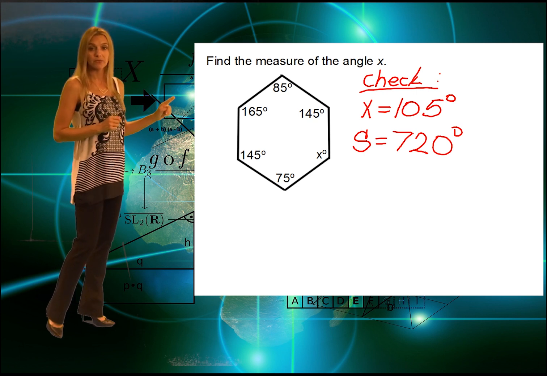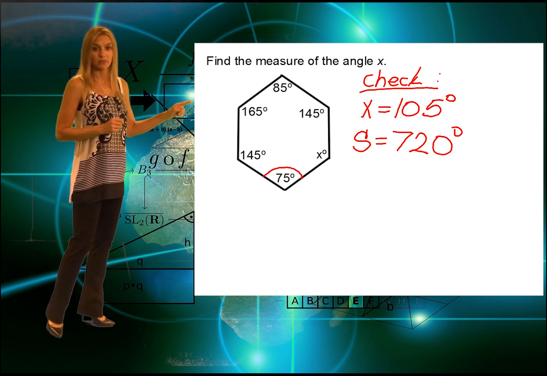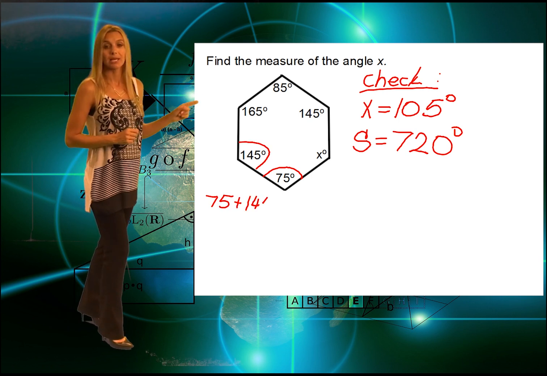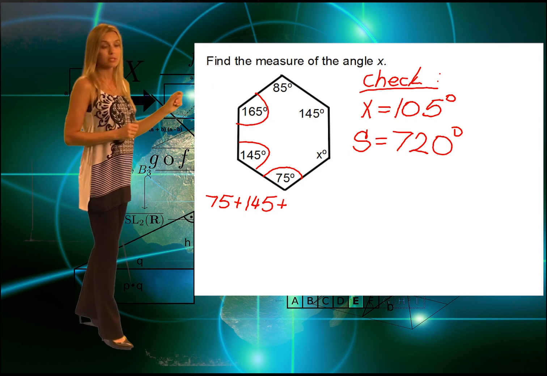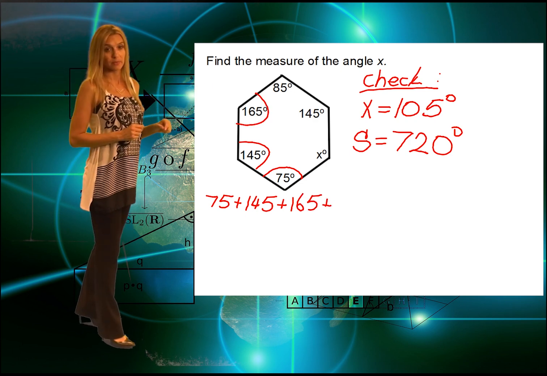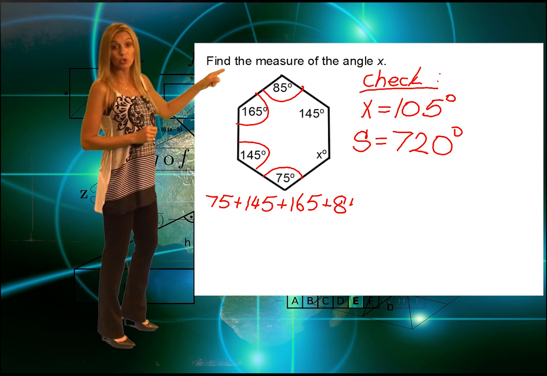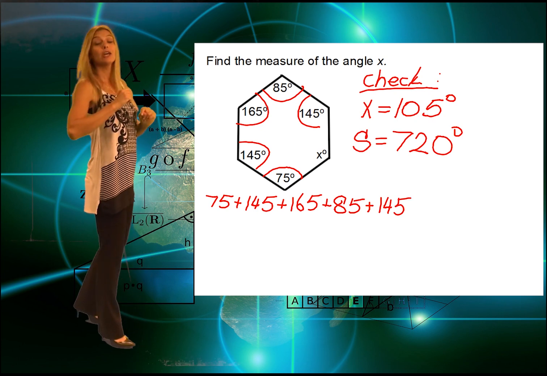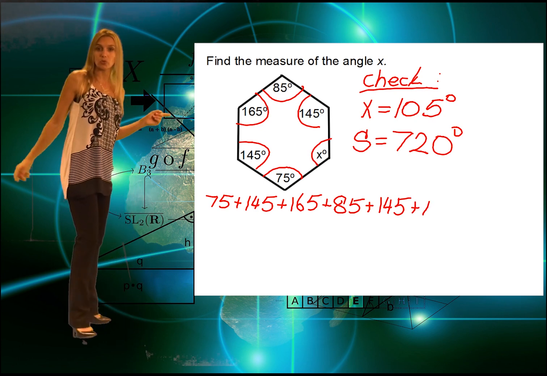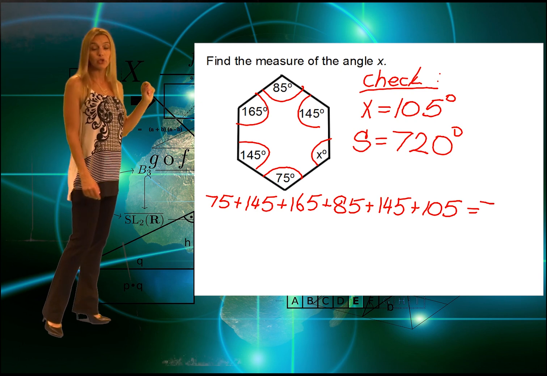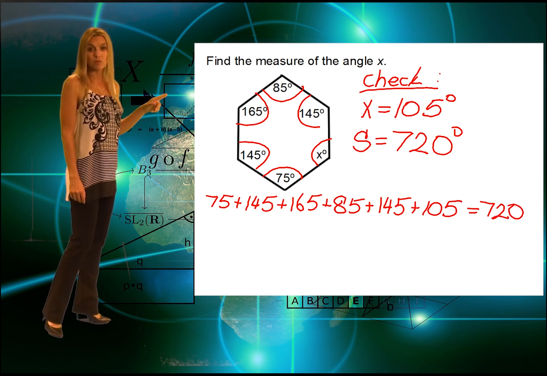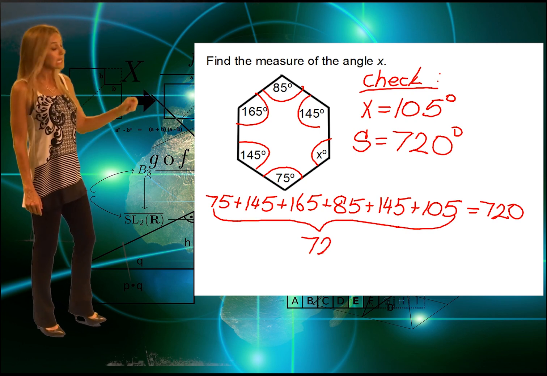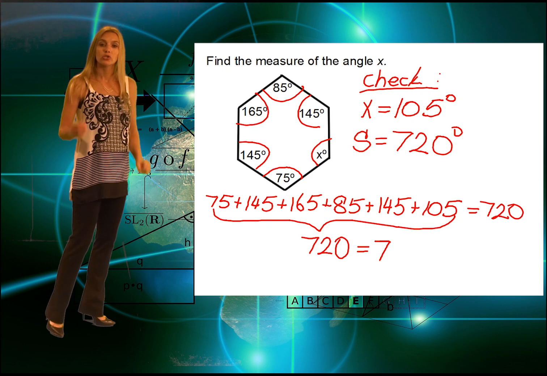So we're going to do 75 plus 145 plus 165 plus 85 plus 145 plus my unknown angle x, which we already figured out was 105. If I add all these up, I'm supposed to get 720 degrees. If you use your calculator and add them up, you will figure out that the sum of all of these angles is 720, and that is exactly what I wanted, so my answer checked.